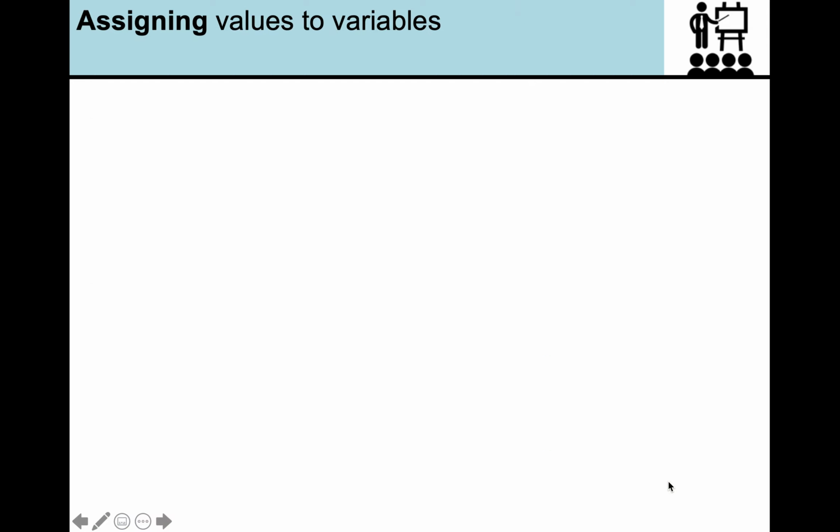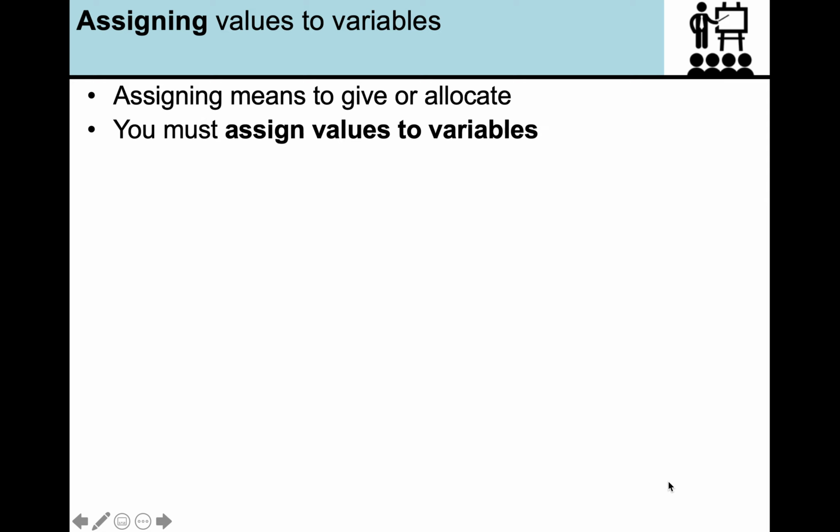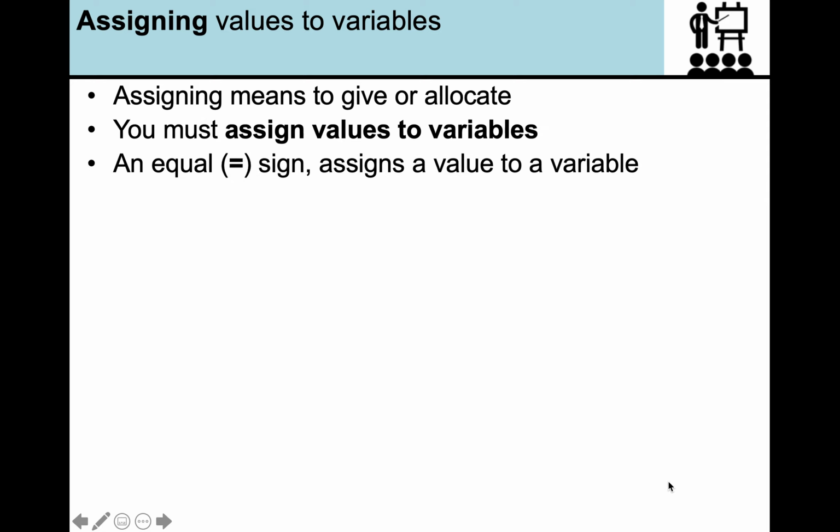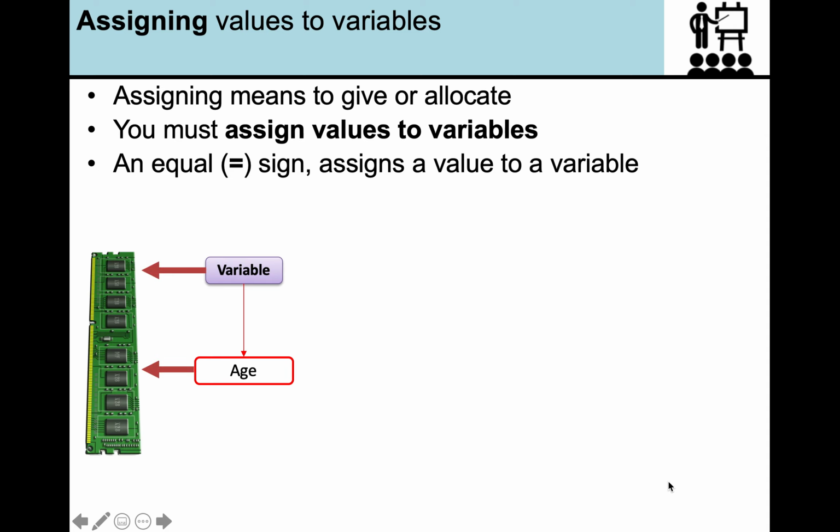So we need to assign values to variables. Assigning means to give or allocate. So you must give values to a variable, and in order to give a value to a variable, we use an equal sign. So if we take a variable, and the example of this variable could be age, that is a named location in memory, and it's going to hold a value. So we need to assign that value using an assignment operator, and that's our equal sign. That's called an assignment operator, and it allows us to give a value to a variable.